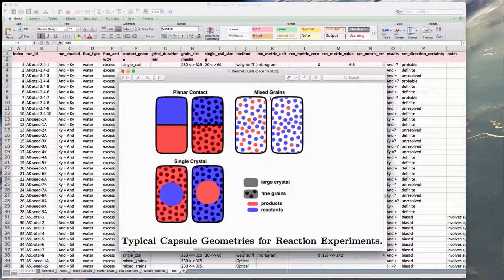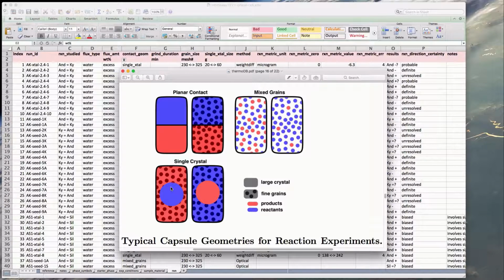The most common type of setup is the mixed grain setup, in which both products and reactants are ground into fine powders and mixed together. This can either be in the case where you have roughly equal proportions of products and reactants, or they can also represent seeding experiments where the chamber is filled primarily with reactant and only a small amount of product is mixed in to act as seeds for the reaction.